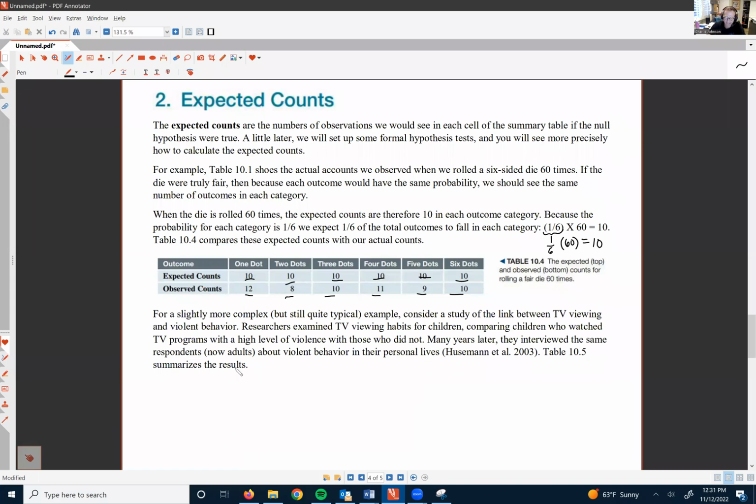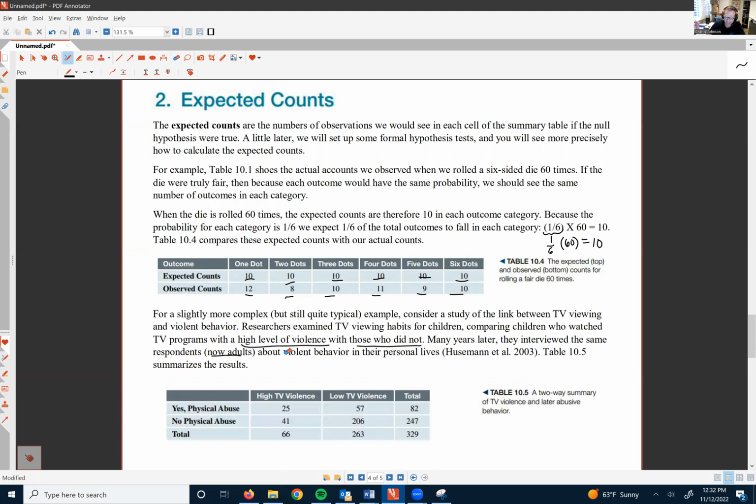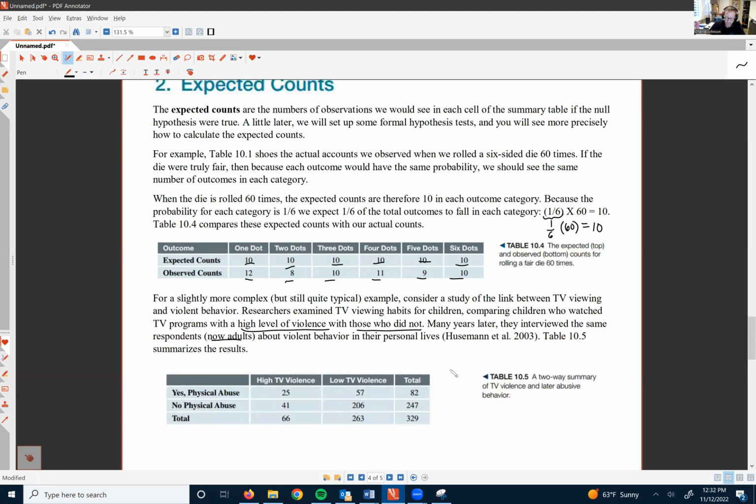Looking at a different example, slightly more complex, but still quite typical, just consider a study of the link between TV viewing and violent behavior. Researchers examined TV viewing habits for children, comparing children who watched TV programs with a high level of violence with those who didn't watch it with a high level of violence. Many years later, they interviewed the same respondents, now adults though, about violent behavior in their personal lives. And table 10.5 summarizes the results.